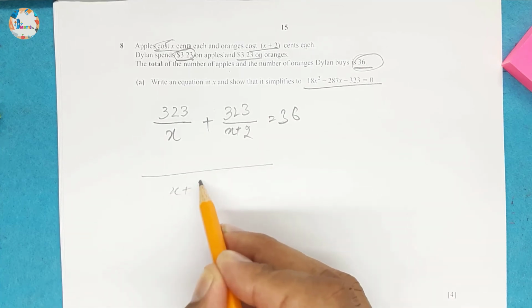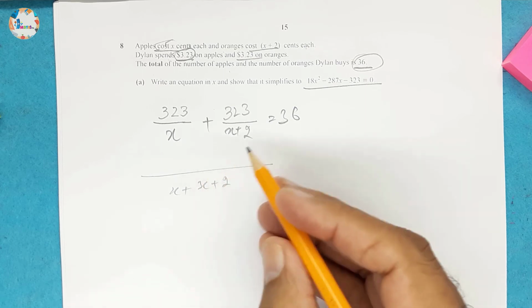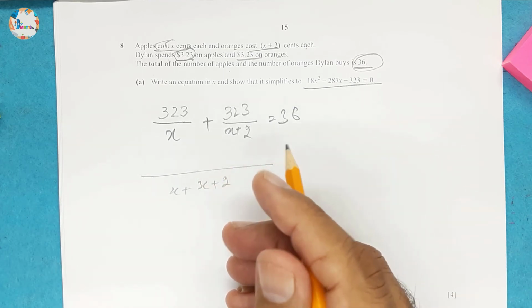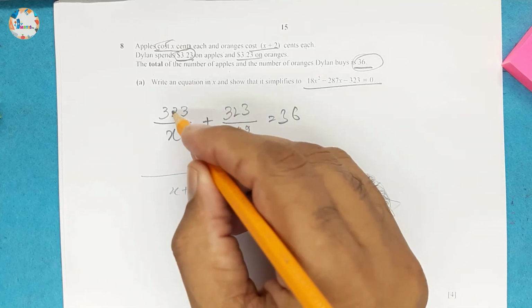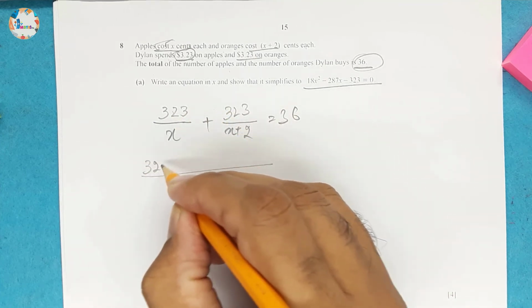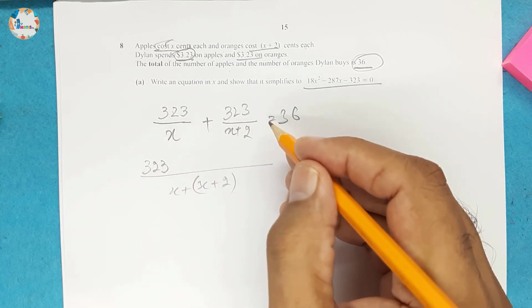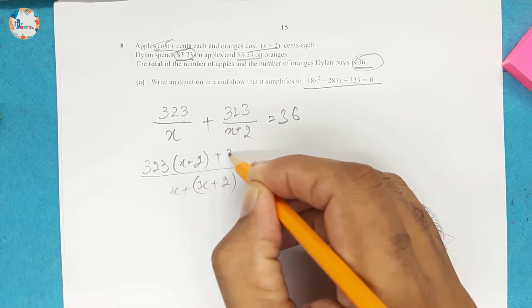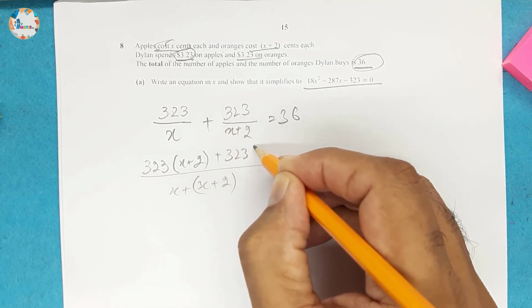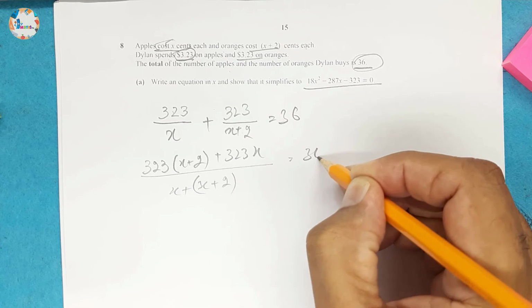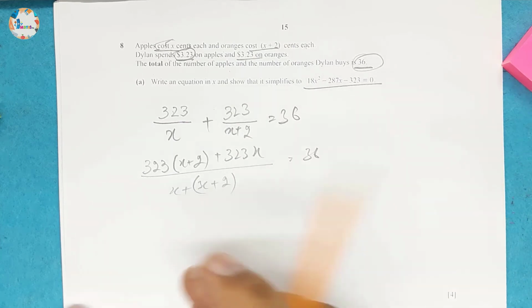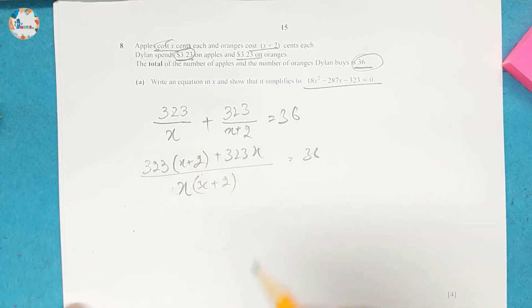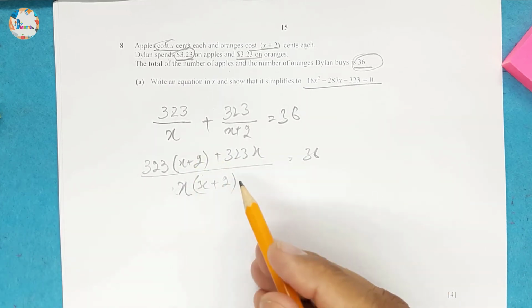This will be x plus 2, or we can just take, for example, this. So this will be multiplied by this. So 323 into x plus 2 and plus 323 into x, so this will be equal to 36. Now this is basically not plus, this should be only x, like this one, x into x plus 2. So this will be the LCM.